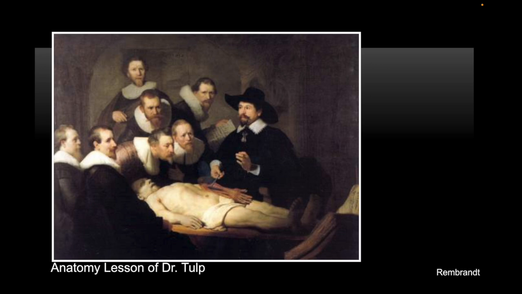Anatomy classes were so popular that the public could actually buy tickets to observe the lecture. Money from the tickets would be used to help pay for the painting. What geometric shape has Rembrandt chosen for his composition or arrangement of the men? Let's look for a shape. I'm noticing a triangle or a pyramid shape.